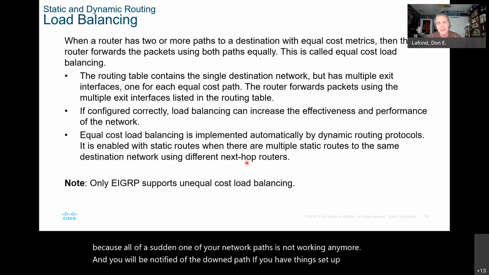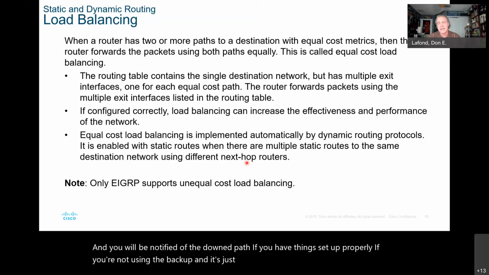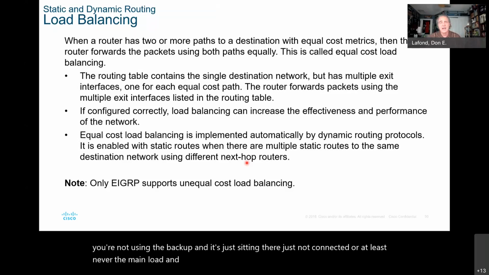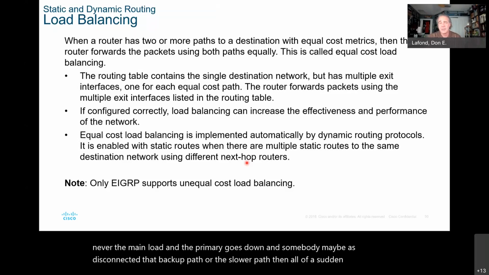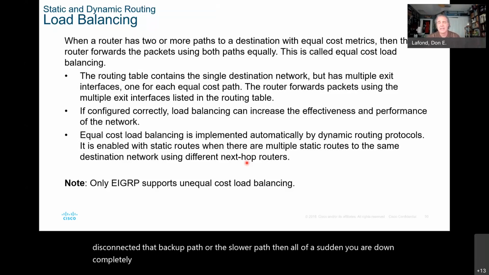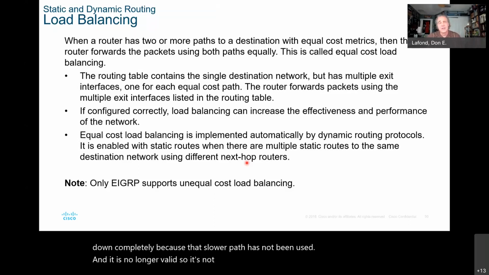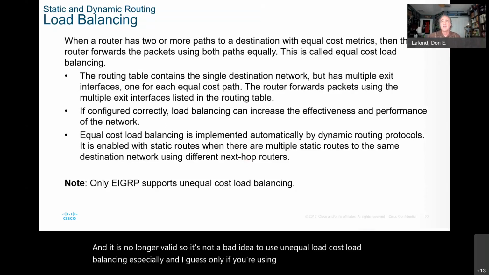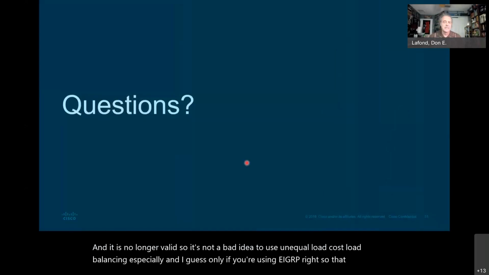If you're not using the backup and it's just sitting there, or at least never the main load, and the primary goes down, and somebody maybe has disconnected that backup path or the slower path, then all of a sudden you are down completely because that slower path has not been used and it's no longer valid. So it's not a bad idea to use unequal cost load balancing, especially, and I guess only if you're using EIGRP. All right, so that is module 14.